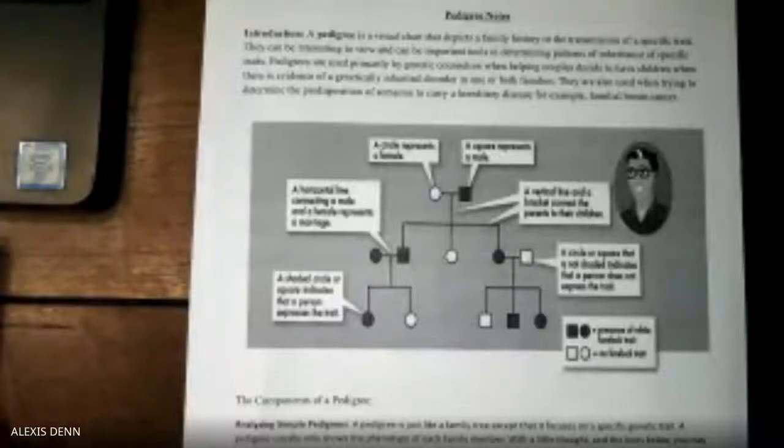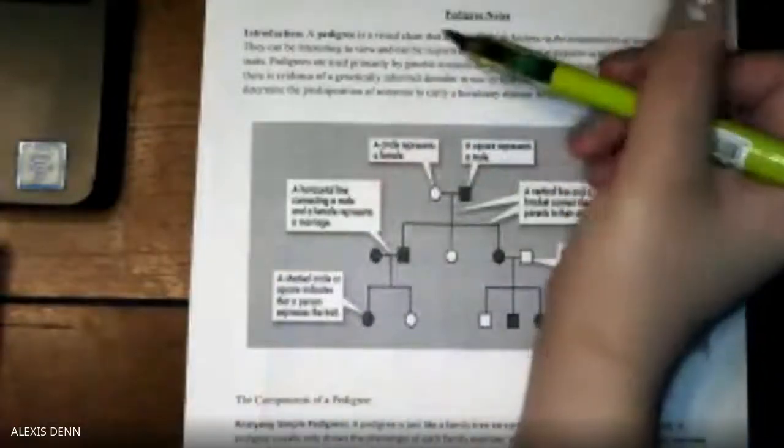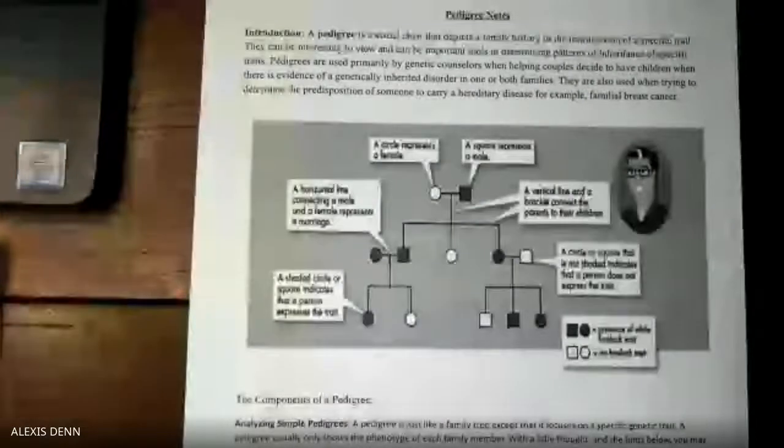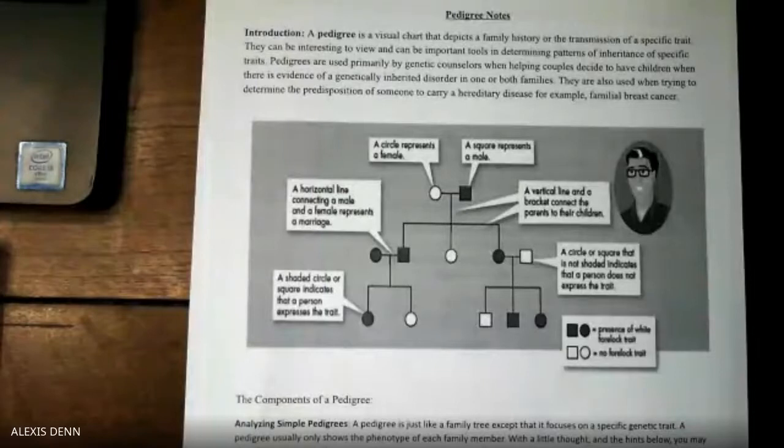Looking at pedigree notes in your introduction. A pedigree is a visual chart that depicts a family history or the transmission of a specific trait. They can be interesting to view and can be important tools in determining patterns of inheritance of specific traits.